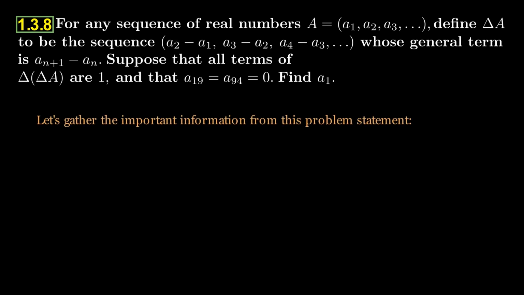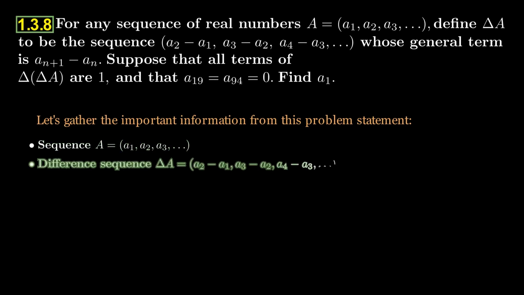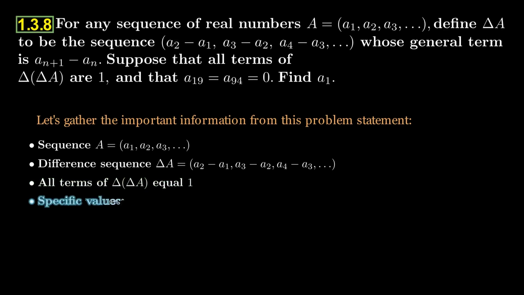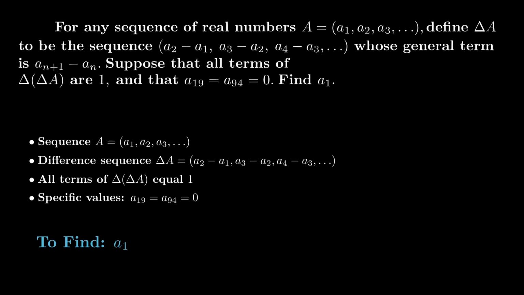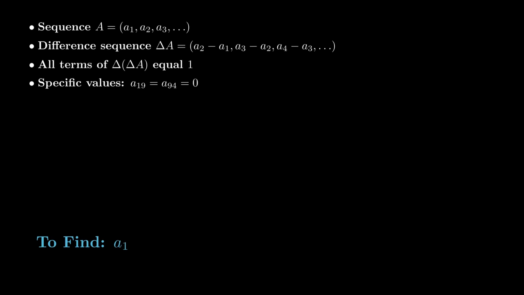Let's gather the important information from this. The terms of sequence A, its difference sequence delta of A, all terms of delta of delta A being equal to 1, and that A94 equals A19 equals 0. And from this, we have to find the first term of A.